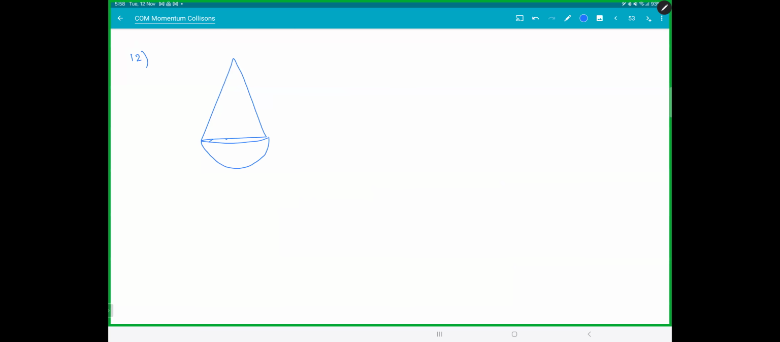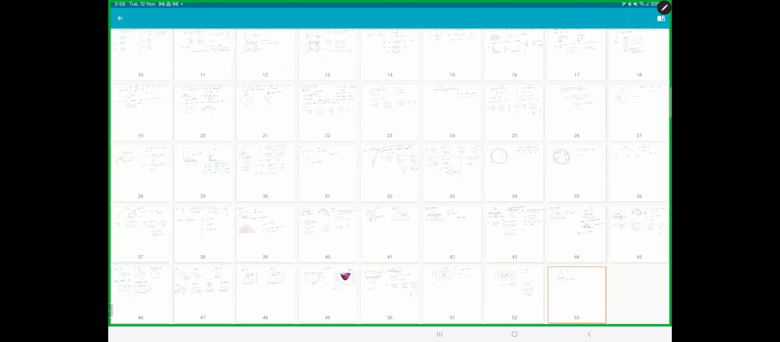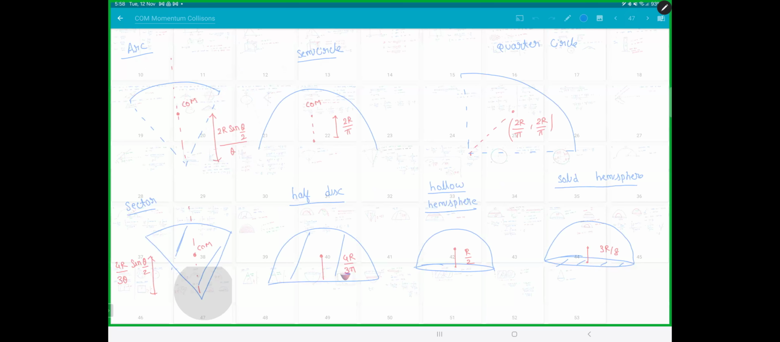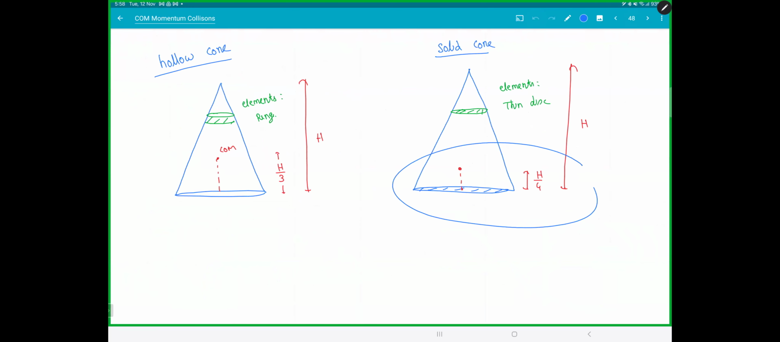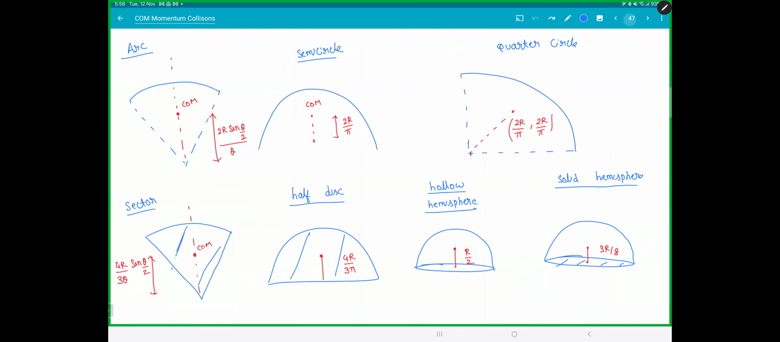Suppose I have a solid cone and a solid hemisphere. Hope you remember the results. Do you guys remember the results? In case you forgot, you need to mug up. So the solid hemisphere result is 3r by 8 from the center. Solid cone, h by 4 from the center. You should know your results: 3r by 8 and h by 4.